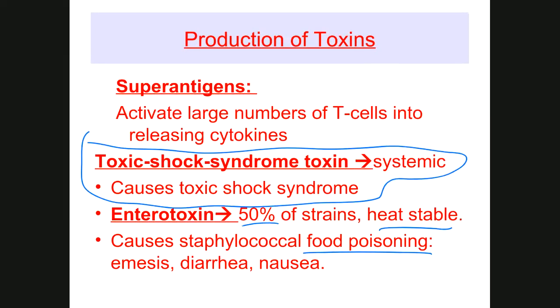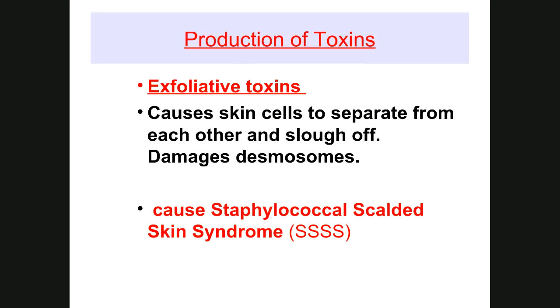Both of these, the toxic shock syndrome toxin and the enterotoxin, are superantigen toxins. So these are a form of exotoxins that stimulate the immune system to become completely unrestrained. A toxic shock syndrome toxin can become systemic and causes toxic shock syndrome. And we'll go back to toxic shock syndrome here in just a second.